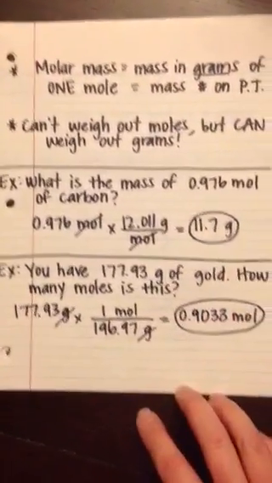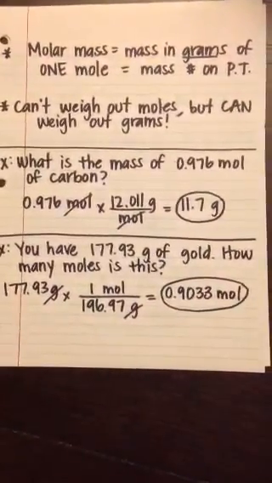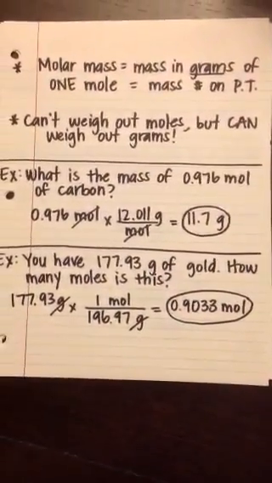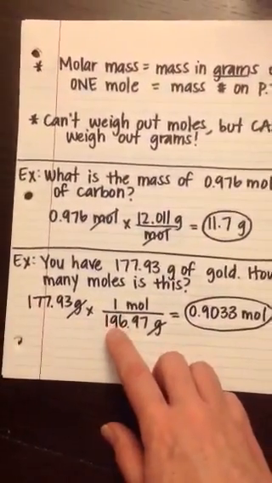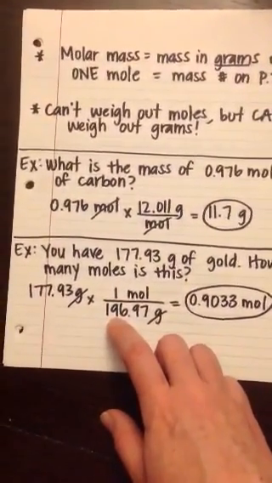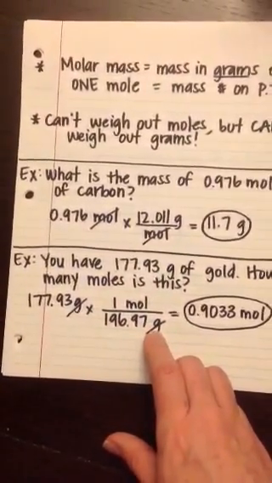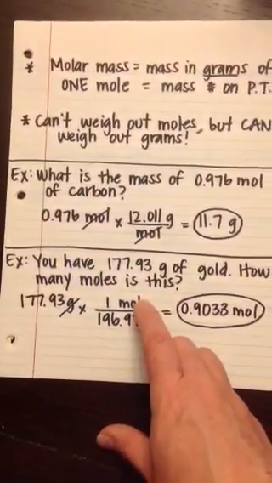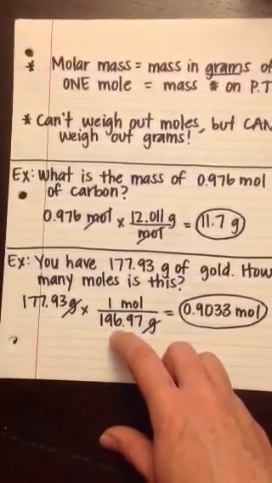If I'm going the other way around, say you have 177.93 grams of gold. How many moles is this? You want to know how many moles you have. Okay, now we're going to put the molar mass on the bottom because we're trying to go from grams into moles. So the unit you want to get rid of goes on the bottom and the unit you want to keep is on top. The molar mass is 196, that's from the periodic table.